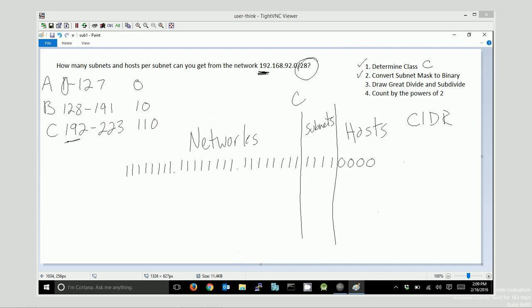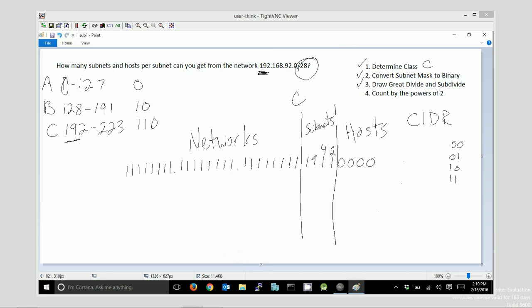Now the question asks us, how many subnets and usable hosts per subnet can you get from this network? We now have enough information to solve this problem. We're going to count by the powers of 2. In order to do this, you need to understand that each bit can have 2 values. Each bit can be a 0 or a 1. So this bit has 2 possible values, and so do all of these other bits. But once I bring in a second bit, and I use all of the combinations of those two bits, I have four possible values. I could do 00, 01, 10, or 11.